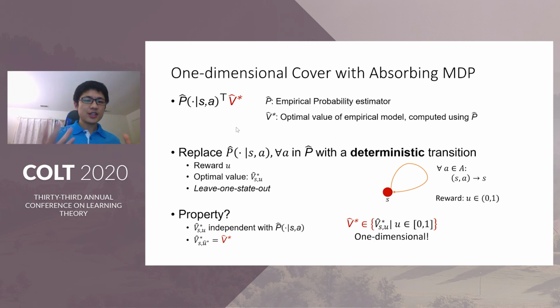Okay. So as you can see, in this analysis, we are basically leaving one state out. So it's reminiscent of the leave-one-out analysis in statistics. To mention the properties: this new net is of course independent of the probability transition, which satisfies our requirement, and secondly, it is a cover of this value function. Next, you can just discretize this set to obtain an epsilon net. We can then apply a union bound.